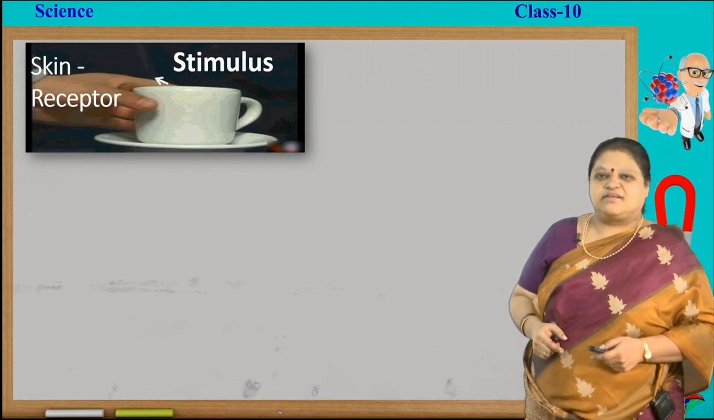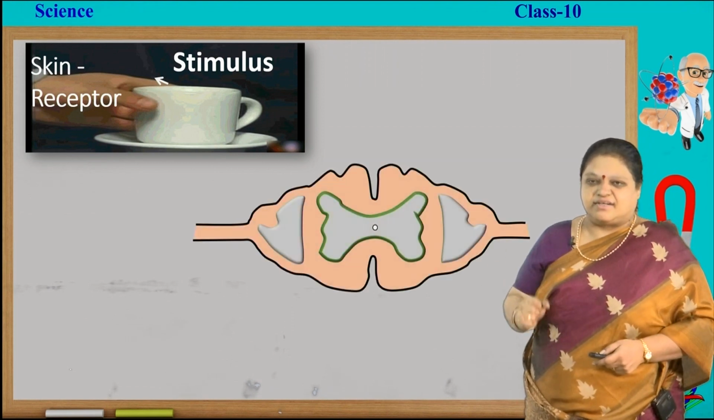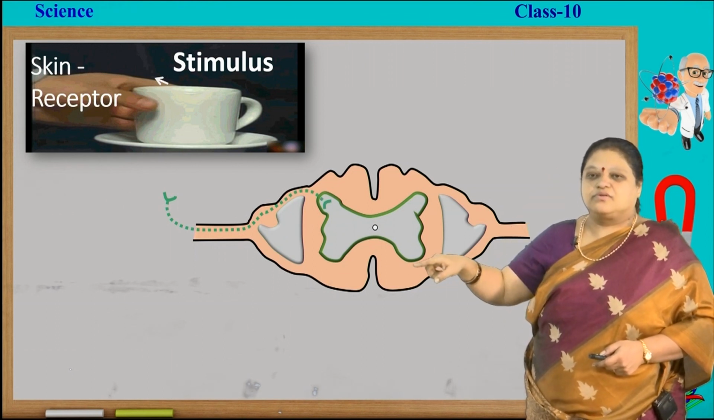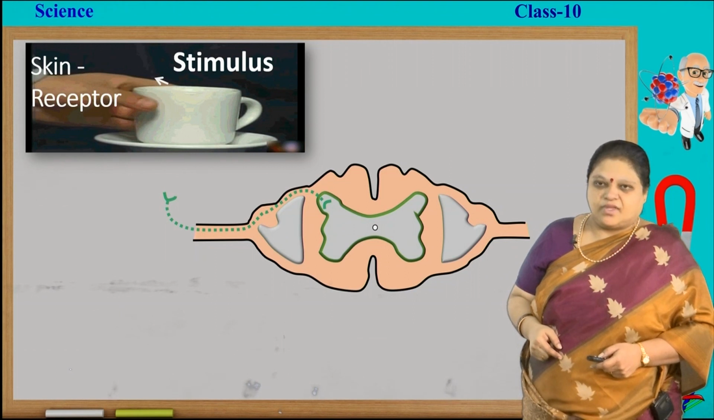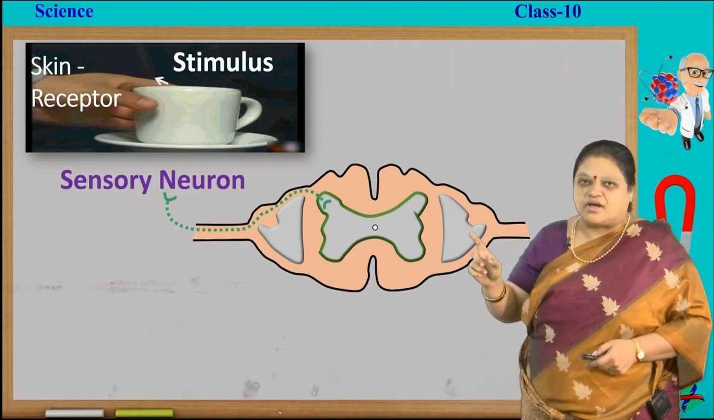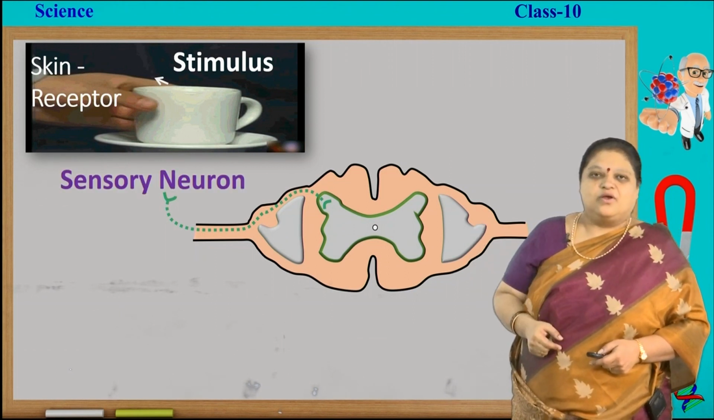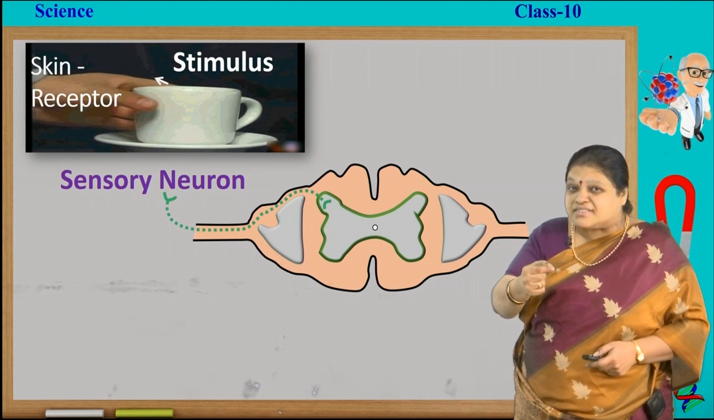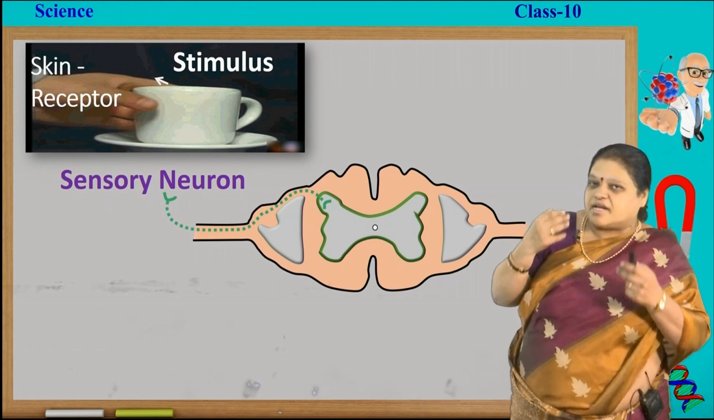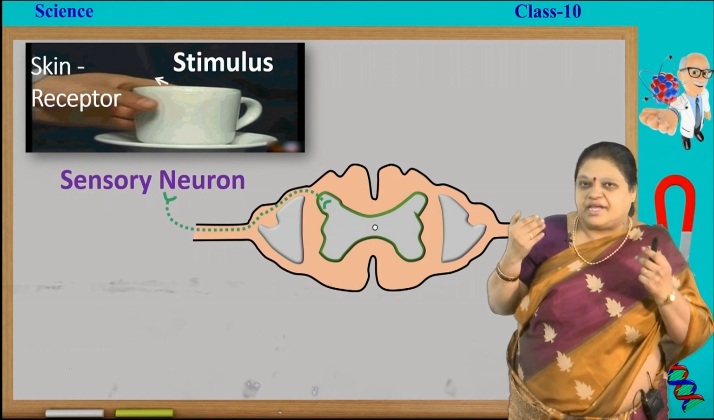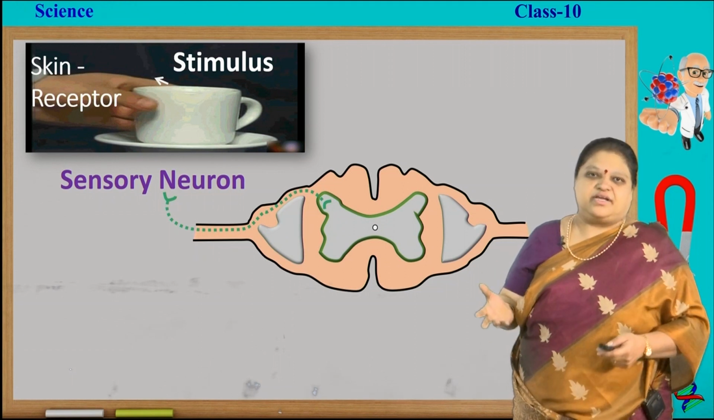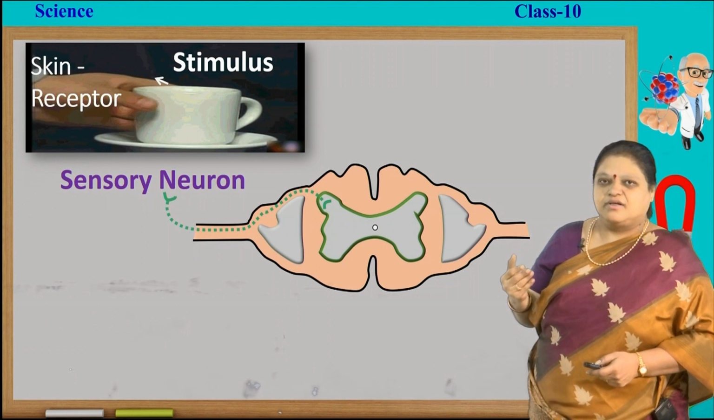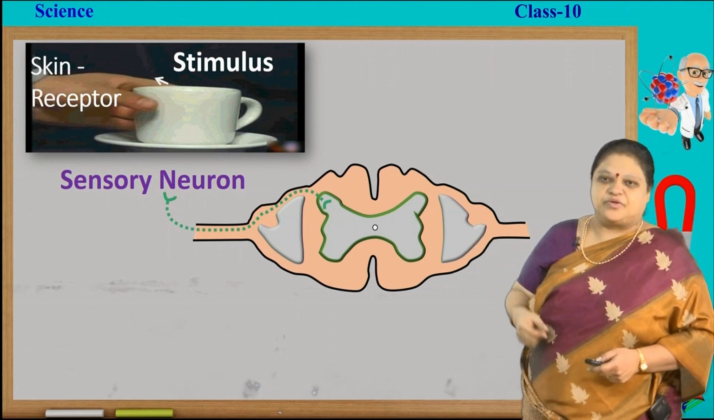Next, as soon as he touches that, the impulse will go from there to the spinal cord through one neuron called the sensory neuron. Why is it called sensory neuron? Because it is coming from a sense organ, skin. A sense organ may be the eyes, nose, ear, tongue, skin, anything of the sort. So, it is receiving the impulse from this sense organ, so it is called the sensory neuron.